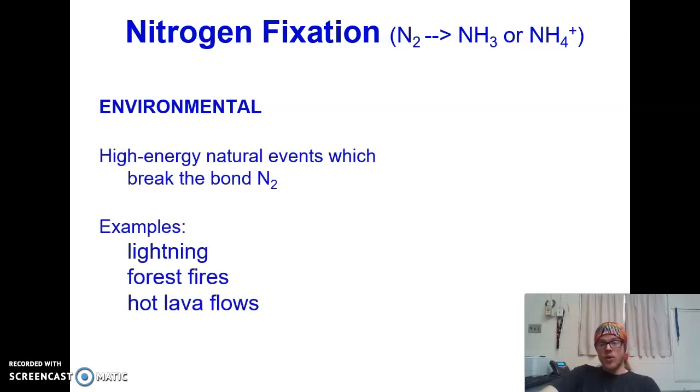So environmental ways, this is really cool. High energy events can naturally break the triple bond in nitrogen. Examples: lightning. A lightning strike will turn all the soil in that area, and the air as well, the nitrogen goes from that bad form into a good form. Another way is forest fires, right? You might say, well, forest fires are bad.